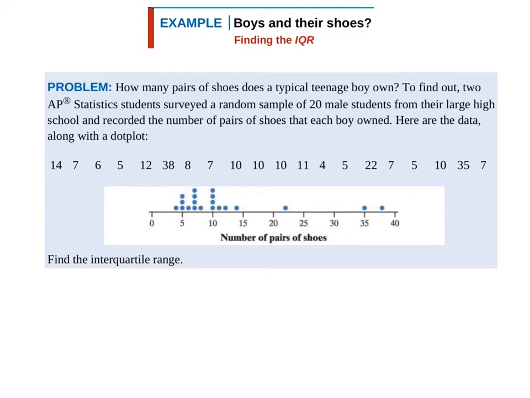Here's the data. So here is the unordered list and a dot plot. It looks to be that the smallest number of shoes reported is 4 pairs and the largest is 38 pairs. Now, let's do some work, find our quartiles, and then find the IQR, the interquartile range.